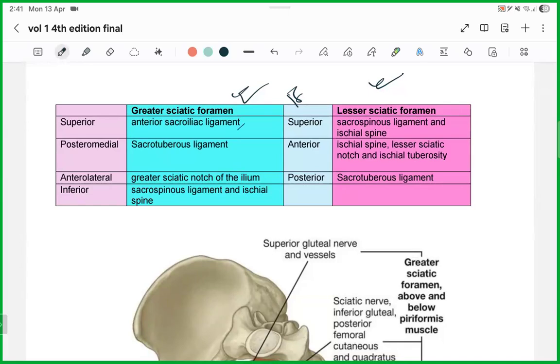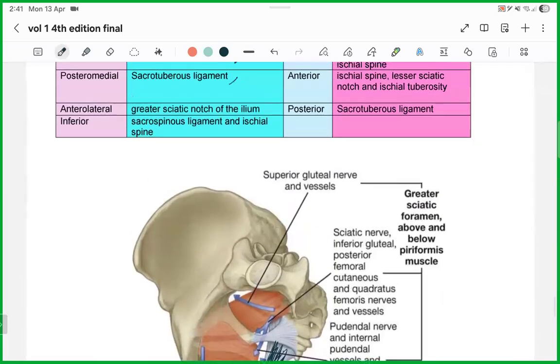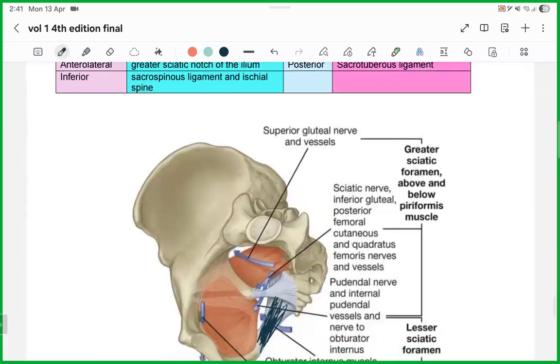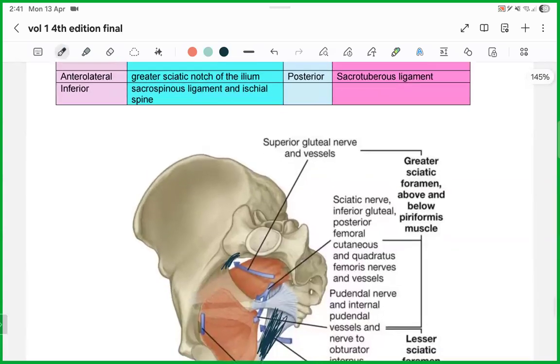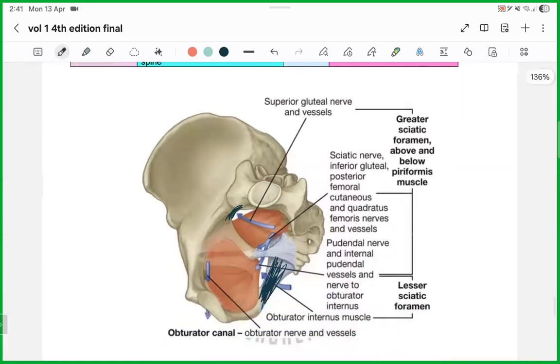So superiorly we have the anterior sacroiliac ligament. Posteromedially we have the sacrotuberous ligament, that is from the sacrum and ischial tuberosity. Then anterolaterally we have the greater sciatic notch of the ilium, and inferiorly we have the sacrospinous ligament and ischial spine.